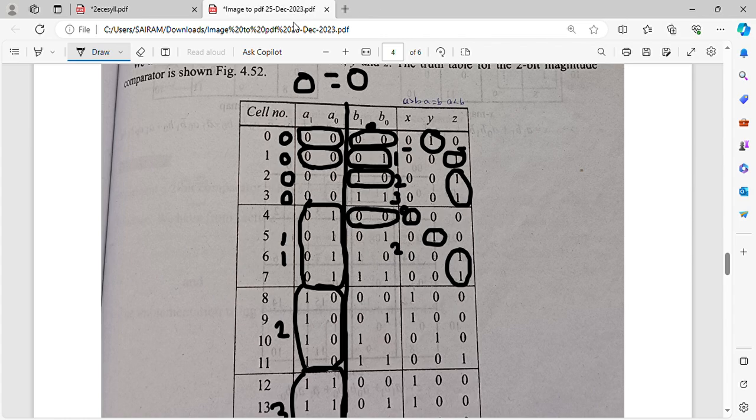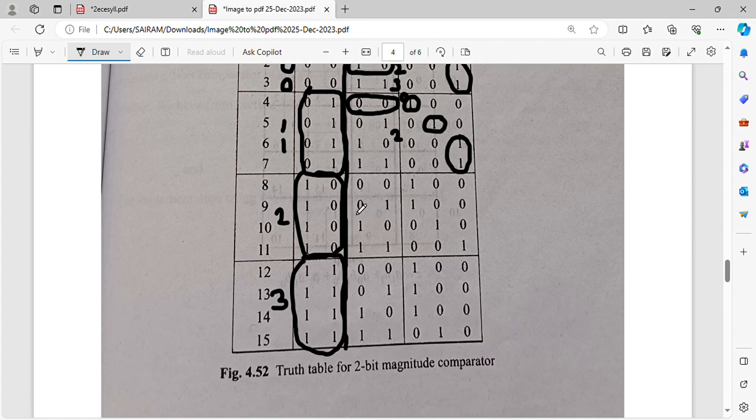Okay. So now, take 2 here. When you take 2, what happens? 2 is what? 2 is greater than 0, right? 2 is greater than 0 and 2 is what I can say greater than 1, right?